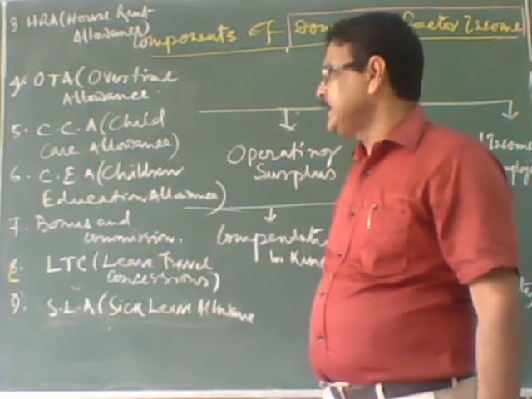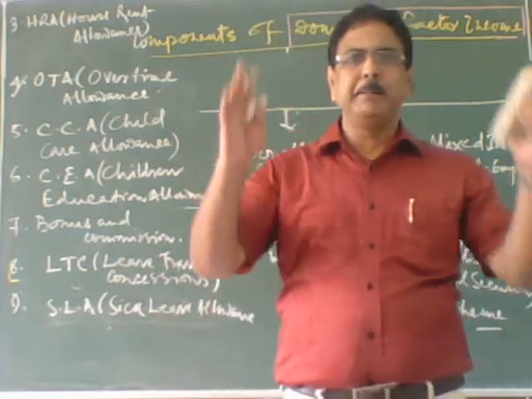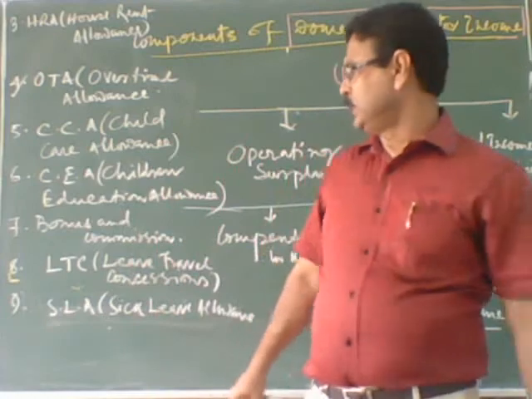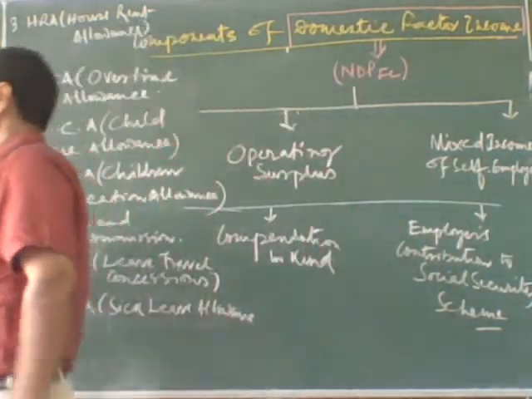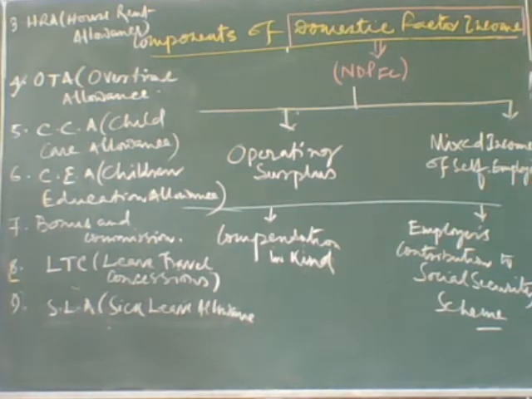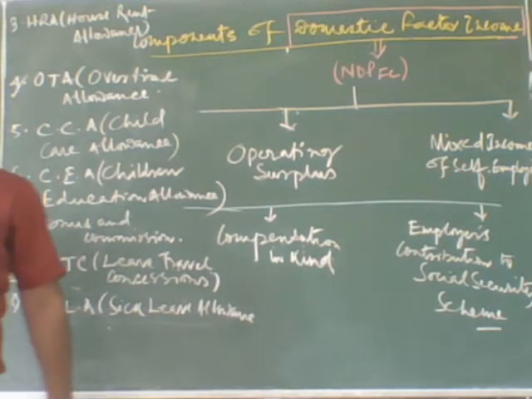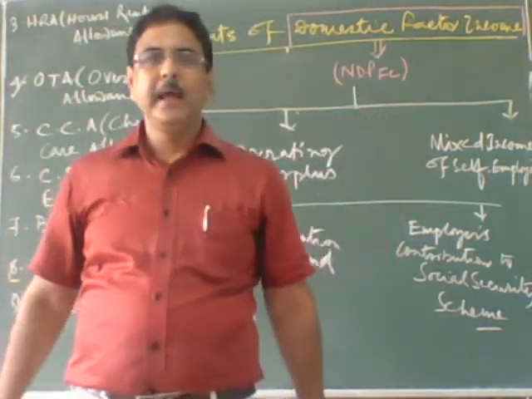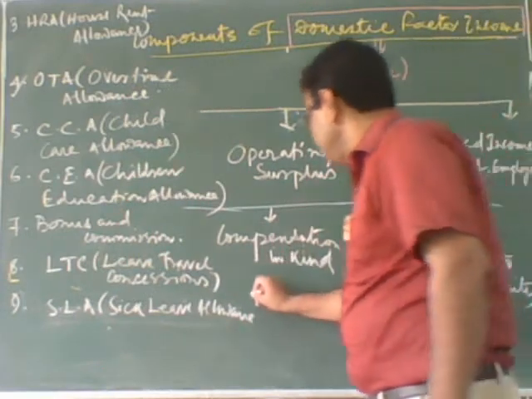This is the CEA. Bonus and commission means whenever the government earns some profits through their public sector undertakings, the government will pay some bonus or commission to their employees. LTC means leave travel concession. LTC allows the grant of leave and ticket reimbursement to their employees.